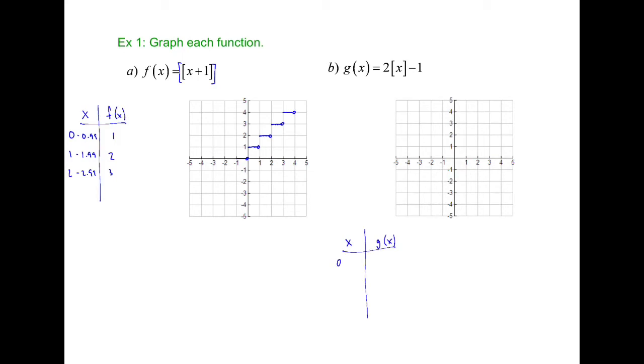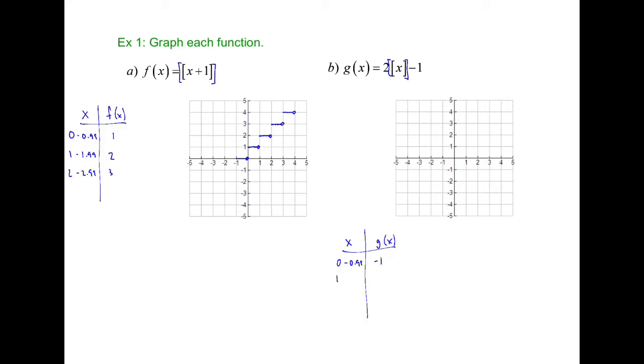If I plug in 0, 0 times 2 is 0. 0 minus 1 is negative 1. But it's not just 0. It's everything from 0 to 0.99999, because the greatest integer less than or equal to 0 or 0.999 is always going to be 0. 0 times 2 is 0. 0 minus 1 is negative 1.